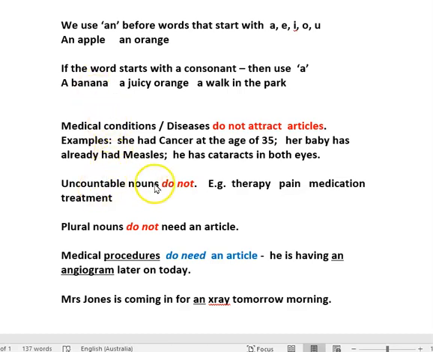Uncountable nouns don't use articles. Right? So we've got medical conditions and diseases, and now uncountable nouns. What's an uncountable noun? Well, it's a thing that can't really be quantified. The patient is having therapy for her chronic back problem. Mr. Jones is having much pain. He's having a lot of pain, because a lot is one lot of pain. That's a very bad example. Mr. Jones has pain in his right side.